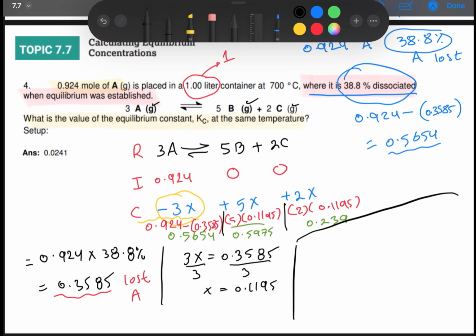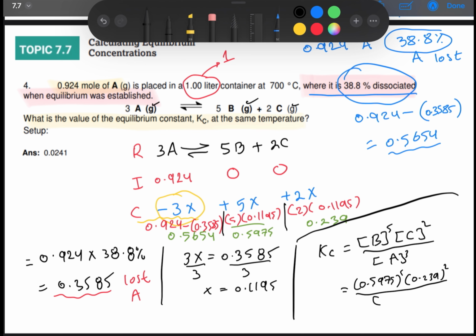So the Kc expression is equal to products over reactants. All of these products and reactants are aqueous, so they're accepted in Kc. So I have to say it's B to the power 5 times C to the power 2 over the value of A to the power 3. If you substitute them, the concentration of B is 0.5975 to the power 5, and the value of C is 0.239 to the power 2, over the concentration of A, which is 0.5654 to the power 3, giving 0.0241.